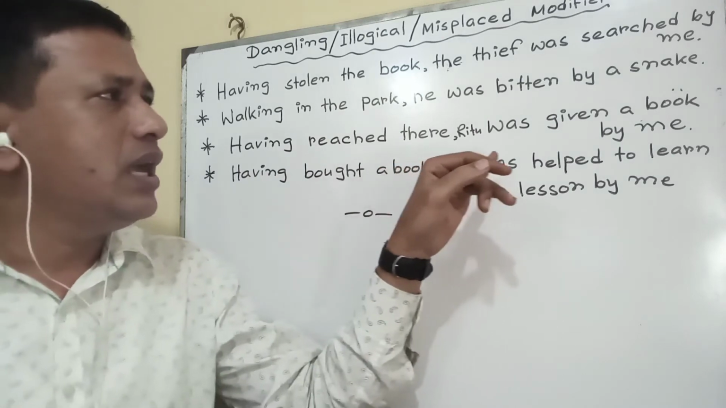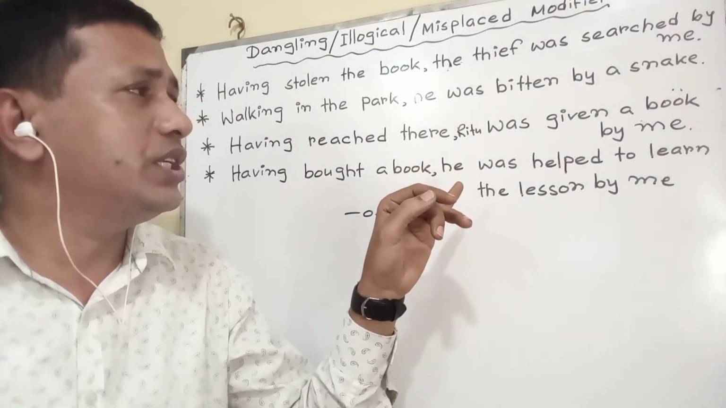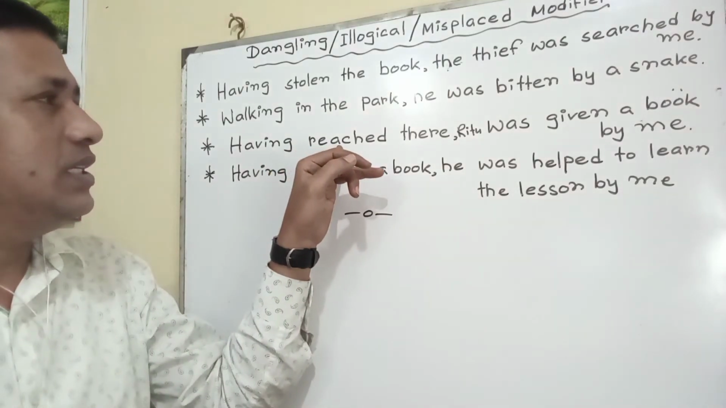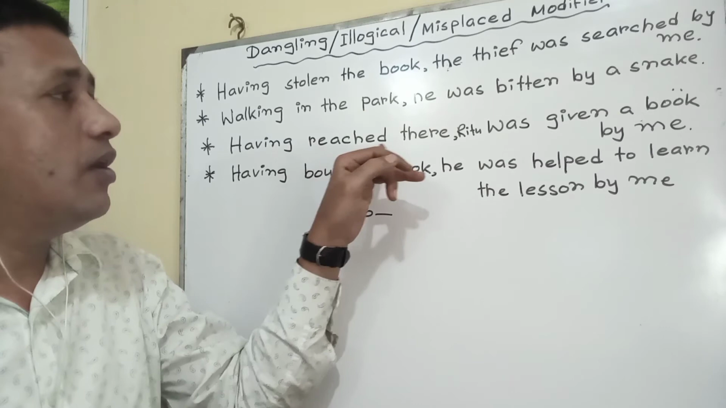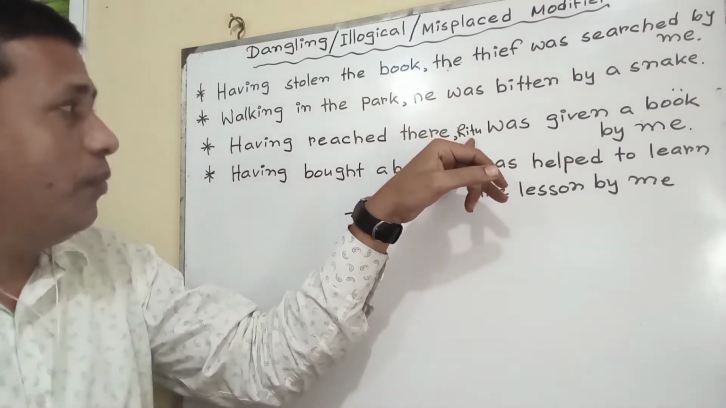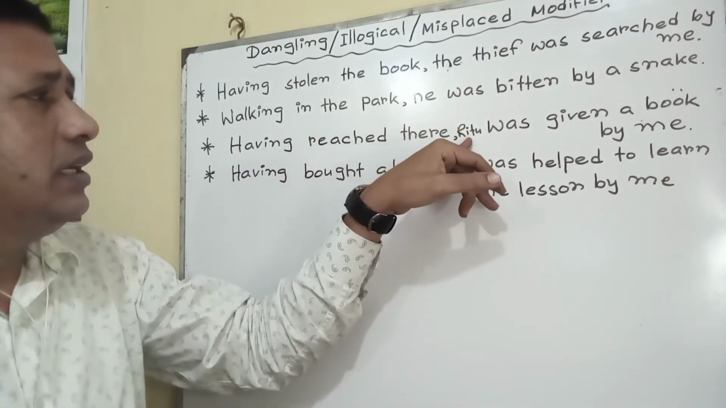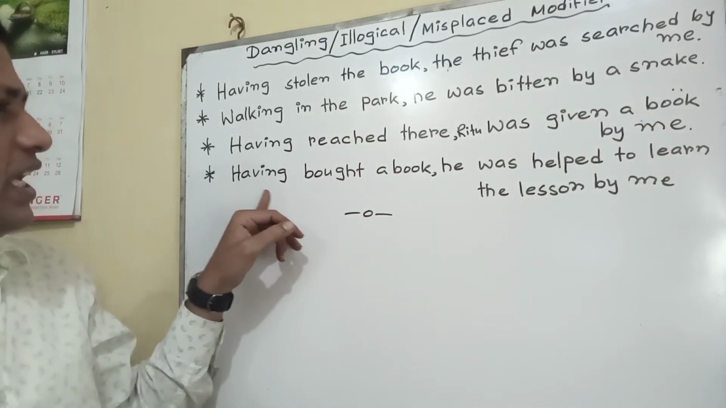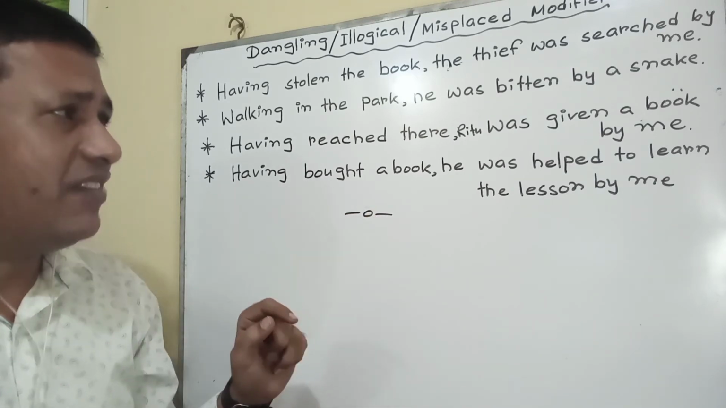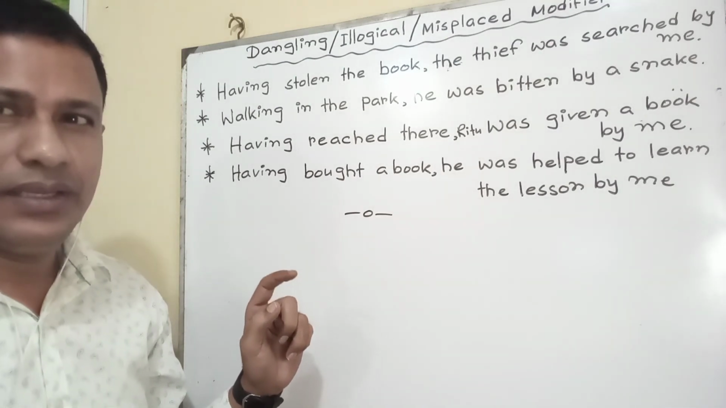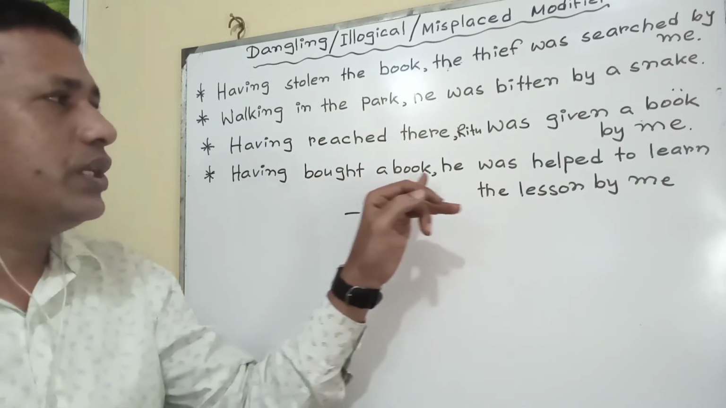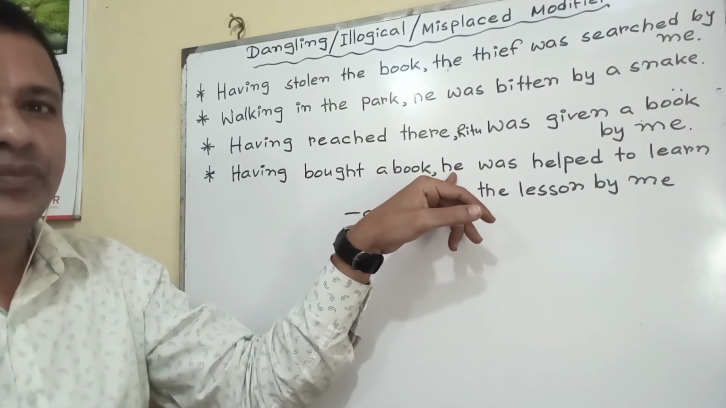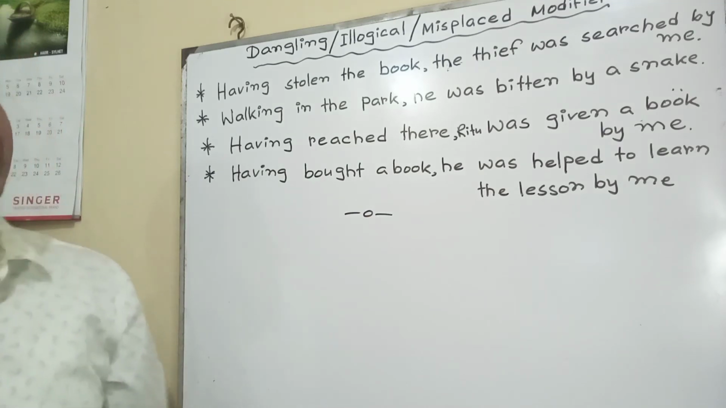Example number 3. Having reached there, in general sense, the sentence should be I gave a book to Ritu, or I gave Ritu a book. In active voice, the modifier is qualifying or modifying the subject. But at this moment, this modifier is modifying or qualifying this person rather than it. So you can understand. The last one, having bought a book, in general sense, I helped him learn the lesson. But here you can see that having bought a book, he was helped. That means this modifier is not modifying this one, rather it is modifying this person. So these types of examples are called dangling modifier.